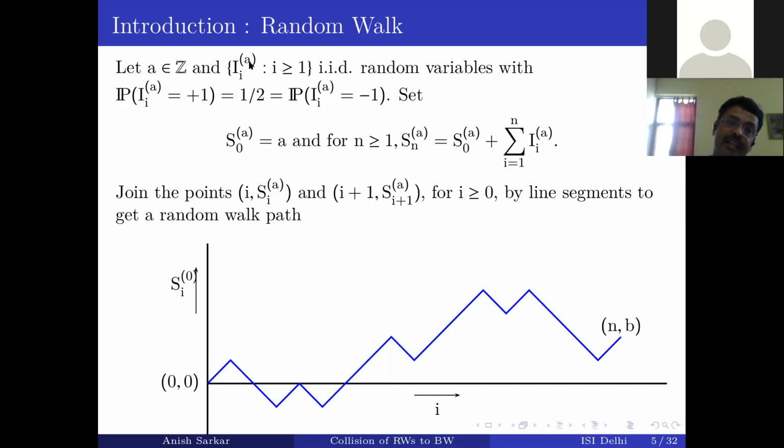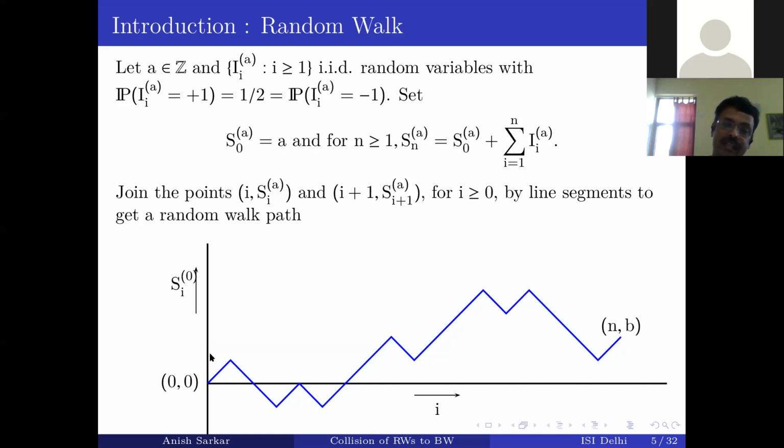Here I am putting A in the suffix because this is collision time of random walks. There would be many random walks, at least 3, and each of them will have independent increments. To distinguish between different random walks, I have put this A together. Okay, so that's the elementary definition. I start at A, and at time n I just sum up the increments and go to S_n plus A, that is, S_0 = A plus the sum.